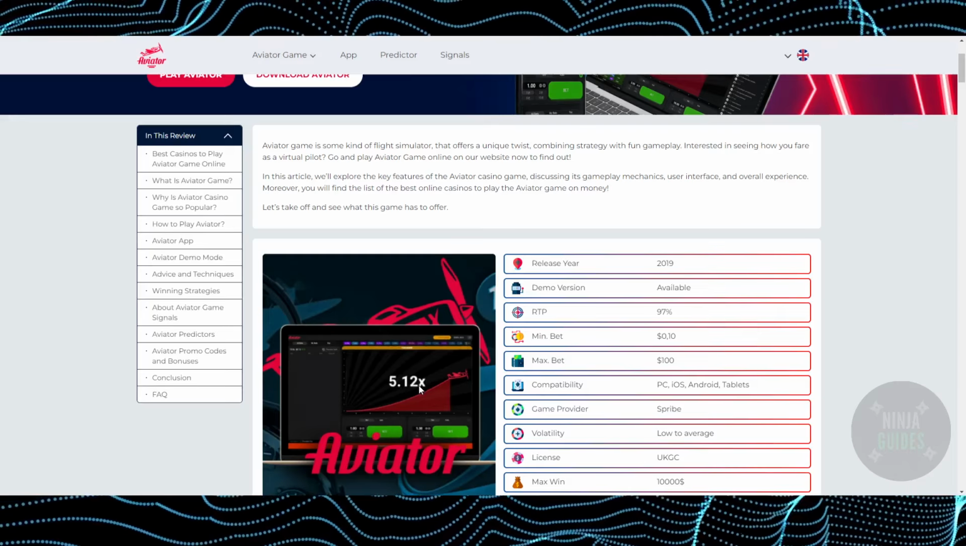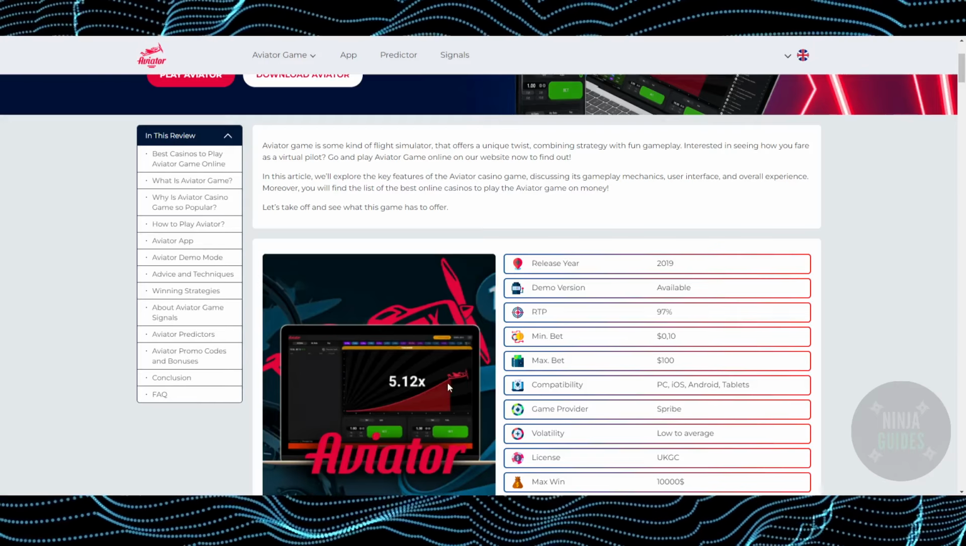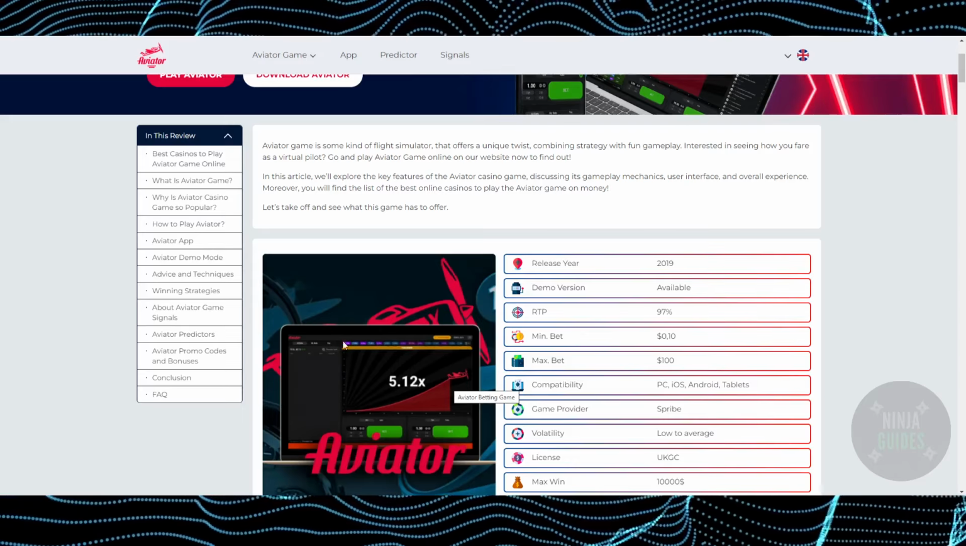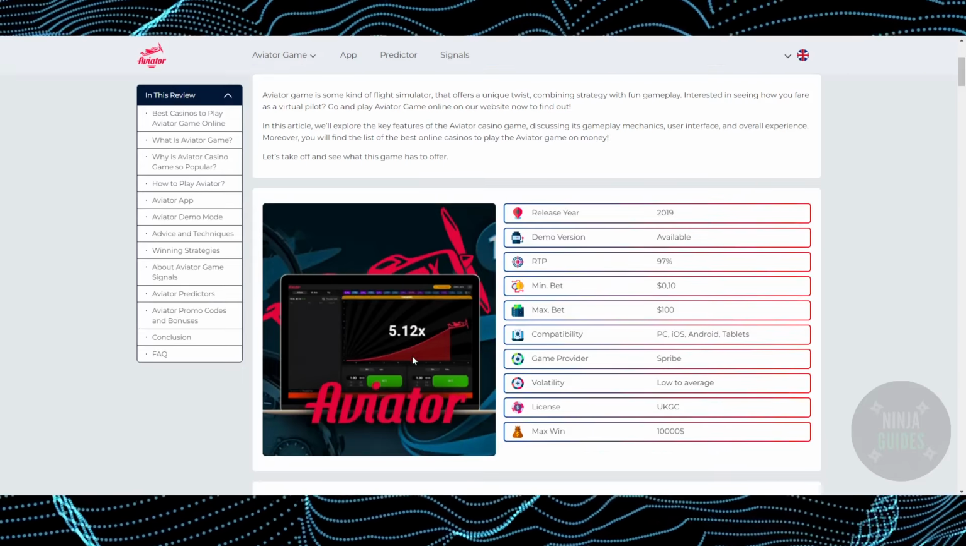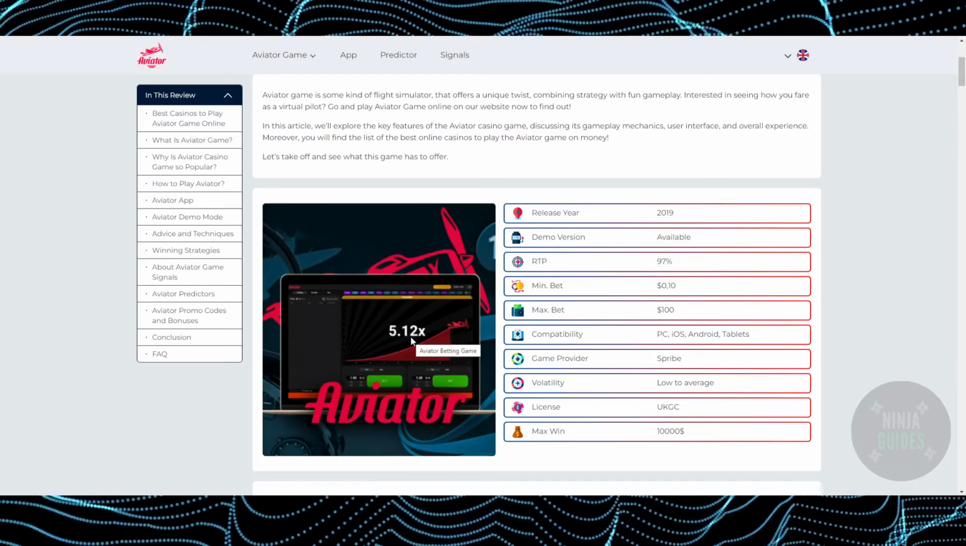Suppose this is 5.12x. If you have invested $100, you will get $500 back if you take out the money at this time. However, there are some applications or people claiming that they have the Aviator Predictor, which will tell you when the plane will crash.